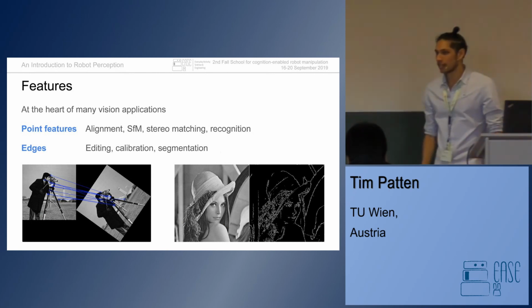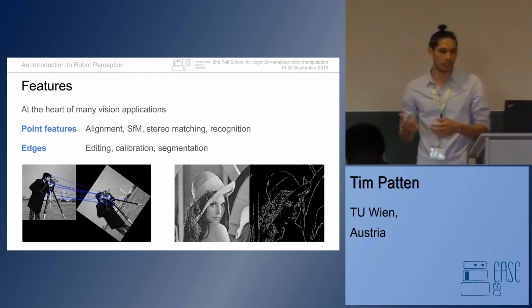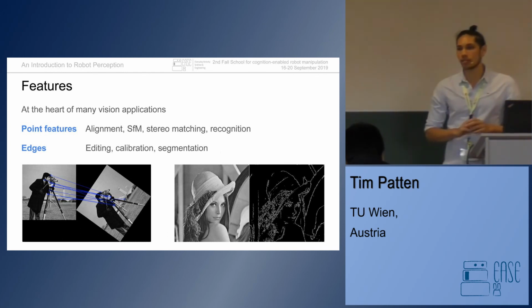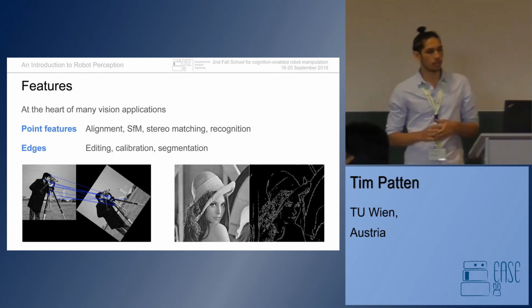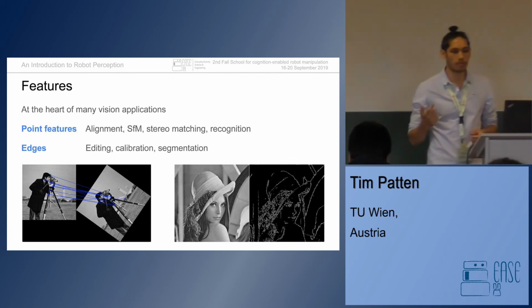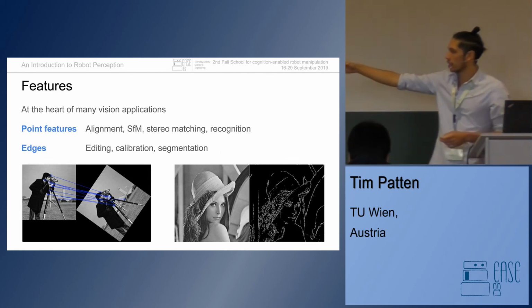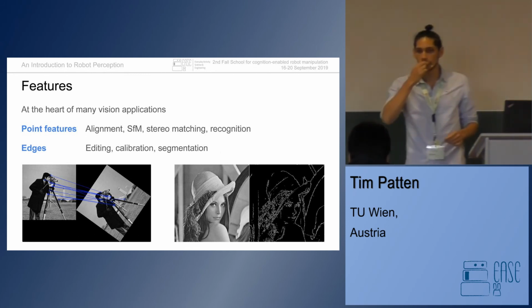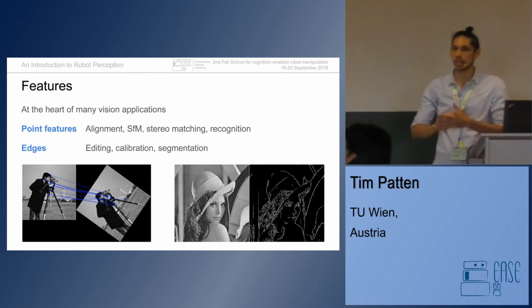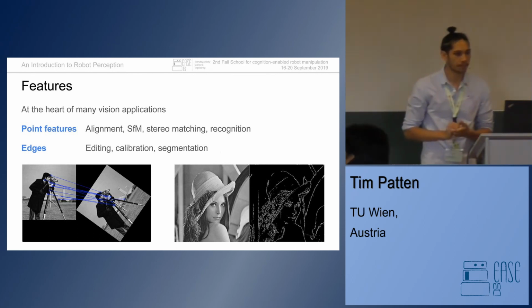Right, so starting with features, these are really at the heart of most vision applications. So we can roughly divide this into point features and edges. Point features are typically used for problems such as alignment, structure from motion, stereo matching, and recognition. And you can see an example down on the bottom left here. This is just a transformed image, and you can find these features to find exactly what this transformation is.